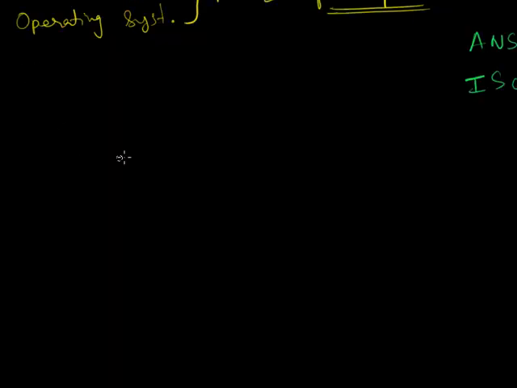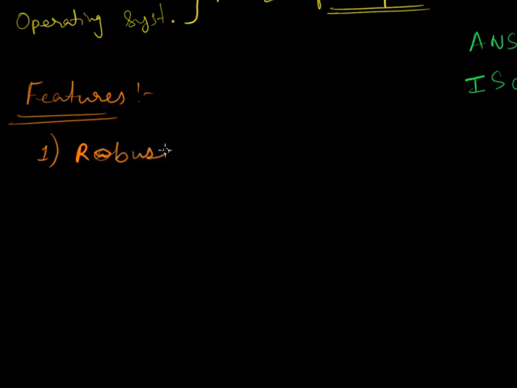Now let us know about the features of the C language. It has got a lot of features. Let me write all the features here. Features. The first feature is that C is a robust language. Bring any program of any complexity, C can solve it. You can solve it using the C programming language. It is robust. It can handle everything.